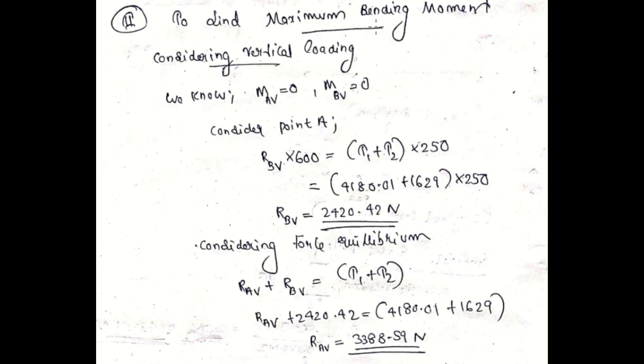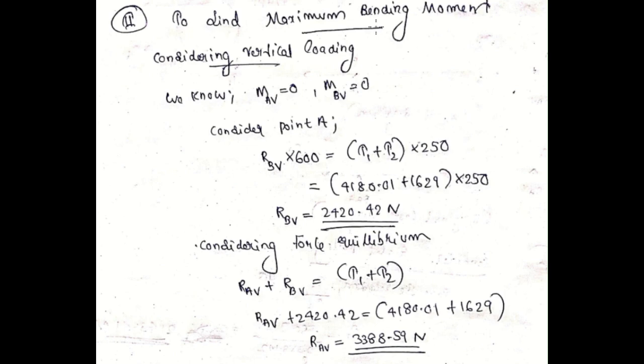But we can use this equation to find the unknown value. We can take any condition. I'm taking M_AV equal to 0, considering point A. Taking moments at that point, R_BV into 600 will be in the anticlockwise direction, but (T1 plus T2) into 250 will be in the clockwise direction at point A. So obviously they should be on opposite sides of the equation. By equating the moment to 0, you can find R_BV.